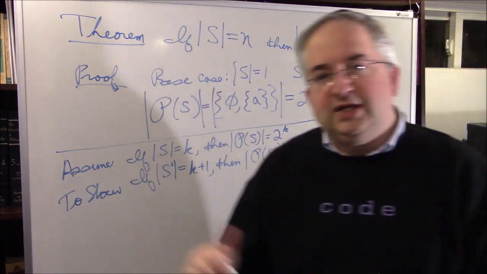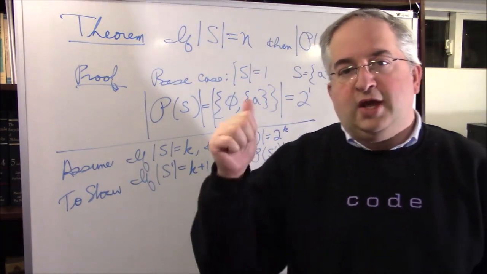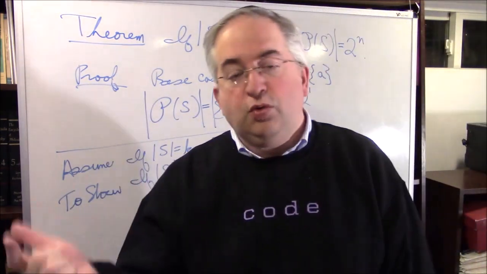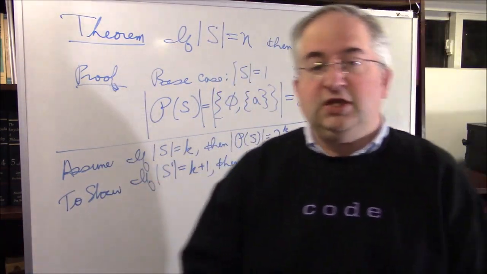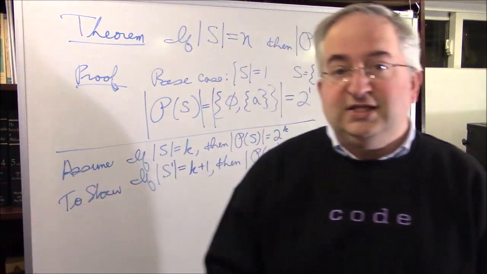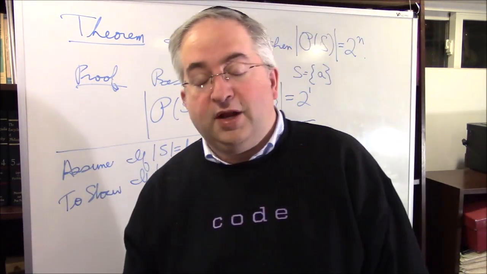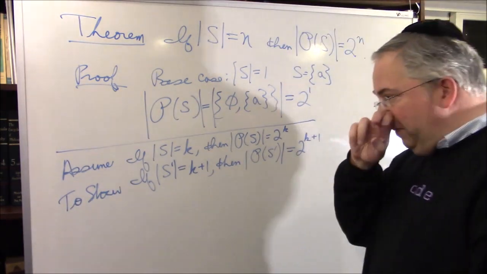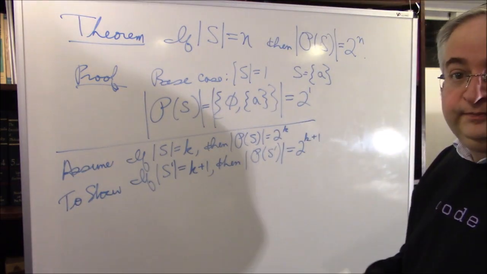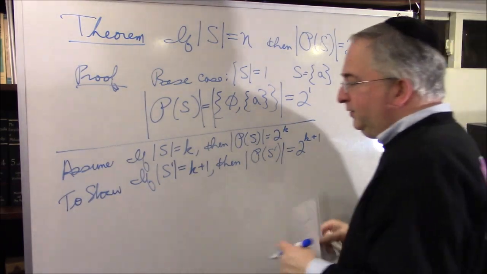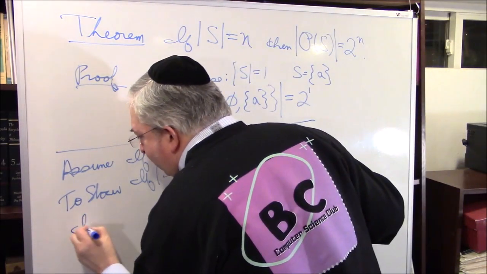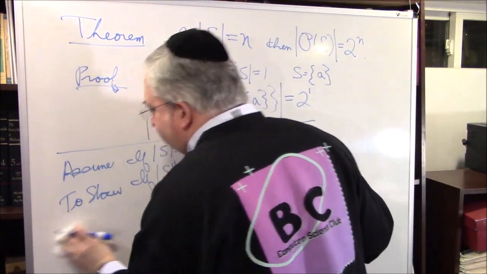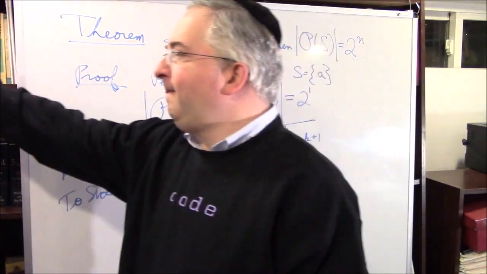Now, we did it in class. We saw that a one-element set has 2 subsets. A 2-element set has 4 subsets. A 3-element set has 8 subsets. A 4-element set has 16 subsets. We did those examples in class, but we want to show it in general. Okay, so let's show it.